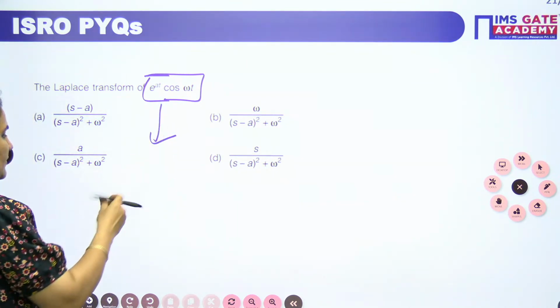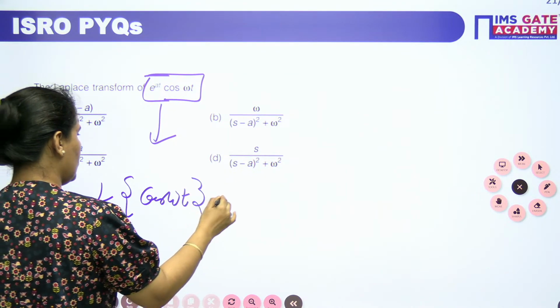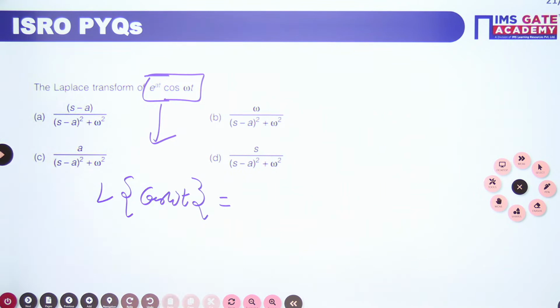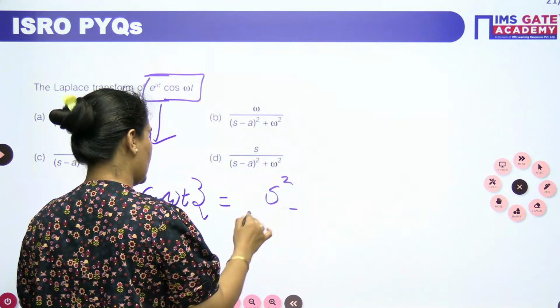So we know very well, we need to find out here the Laplace transform of cos omega t first of all, and then we can approach. So what is the Laplace transform of cos omega t? s by s square plus omega square.